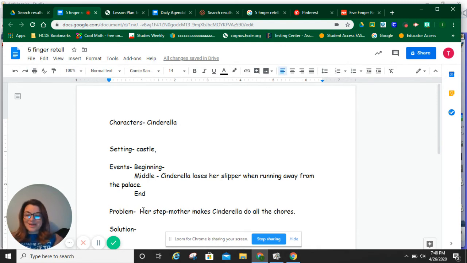So today, when you go back, we're practicing our five-finger retell. I want you to draw me your hand like we do for our five-finger retell. I want you to add some characters, add me another setting, finish the beginning, middle, end for events, think of another problem from our Cinderella story, and write our solution. So I did some of it, now you've got to do some of it, and I know this is a great review for you.